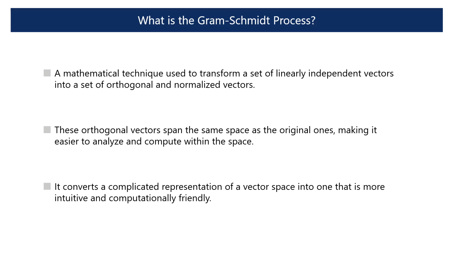The Gram-Schmidt process is a mathematical technique used to transform a set of linearly independent vectors into a set of orthogonal and normalized vectors. These orthogonal vectors span the same space as the original ones, making it easier to analyze and compute within the space. It converts a complicated representation of a vector space into one that is more intuitive and computationally friendly.